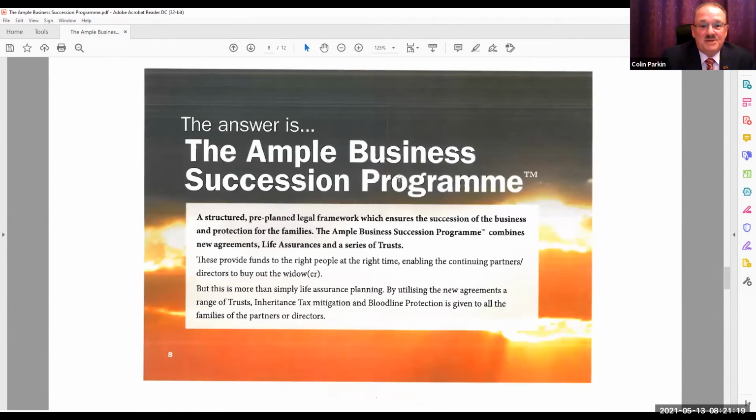So the answer to the business succession program is to have a pre-planned legal framework which ensures the success of the business and protection of the families. So the business succession plan combines new agreements, life insurance, and a series of trusts. And I'm sure I don't need to explain to everybody how to do those. We have lawyers who put the trusts and everything together for us. That generates work for them.